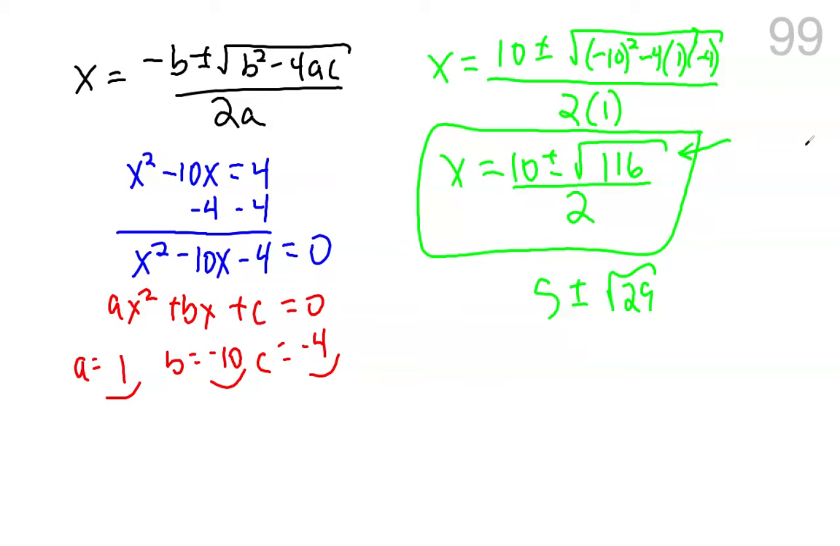Okay? Yes? How can positive 10 not negative? Because b is -10, agree? The formula says you have to negate whatever b is. So if b is -10, what do you get when you negate -10? Positive 10.